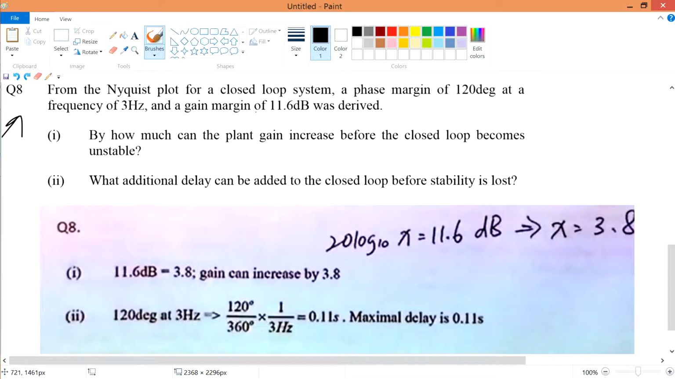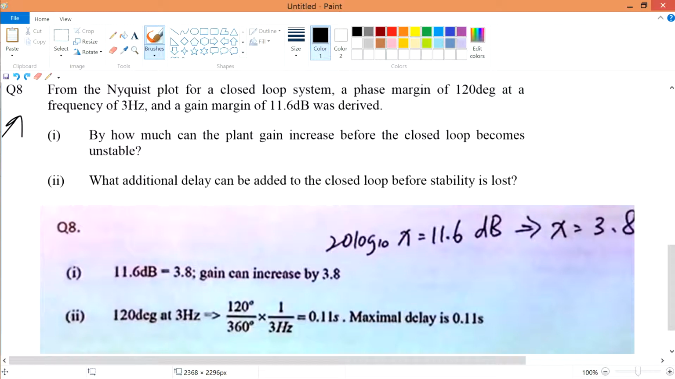I think this is just a pure formula for question 8. So how much from the Nyquist plot? Once you get the Nyquist plot, you can determine the phase margin of 120 degrees at frequency 3 Hz, and a gain margin of 11.6 dB. So it's in terms of a Bode plot, I would say, a Bode plot 11.6 dB.